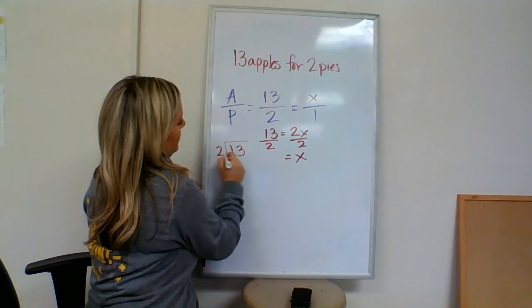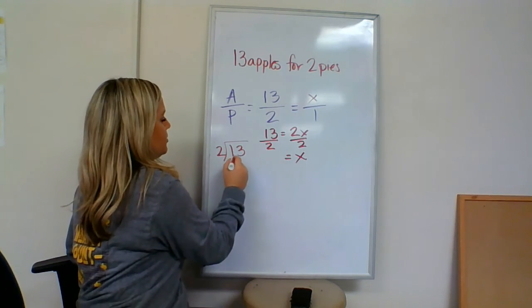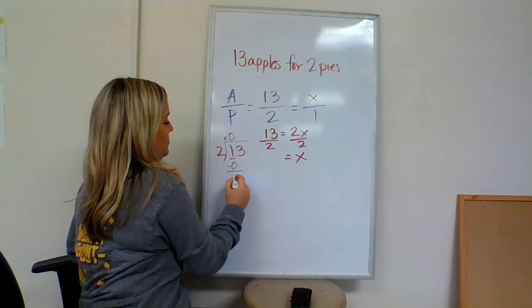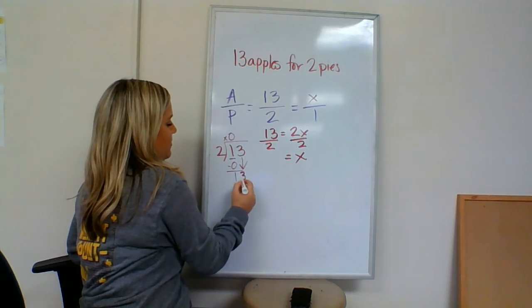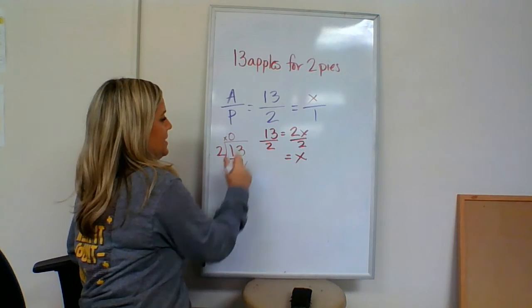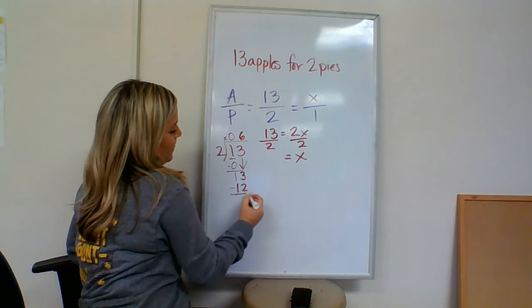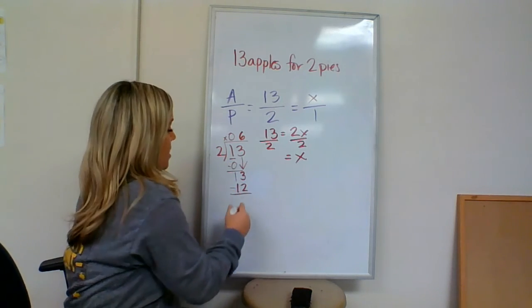13 divided by 2, we've got to TIBO it. Top number goes in the box, bottom number goes out. 2 goes into 1 0 times. 0 times 2 is 0. 1 minus 0 is 1. Now we're going to bring down this 3. 2 will go into 13 6 times. 6 times 2 is 12. Ooh. We're only going to go to 2 decimal places, right?